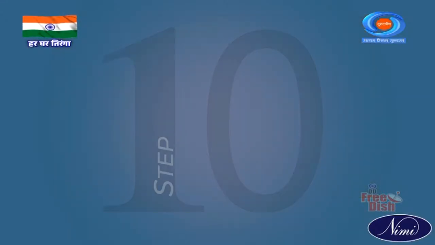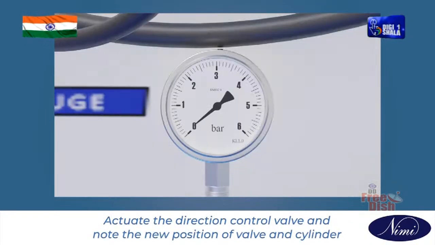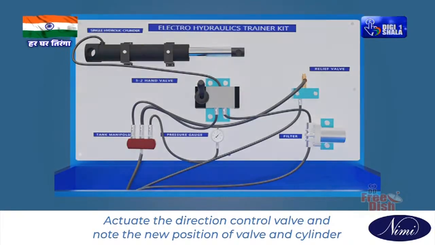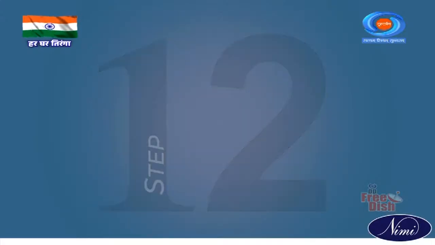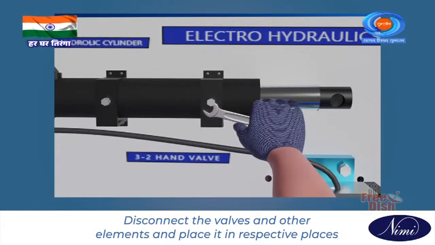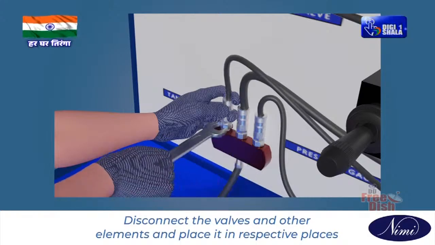Step 10. Activate the direct control valve and note the new position of valve and cylinder. Step 11. Put off hydraulic pump. Step 12. Disconnect the valves and other elements and place them in their respective places.